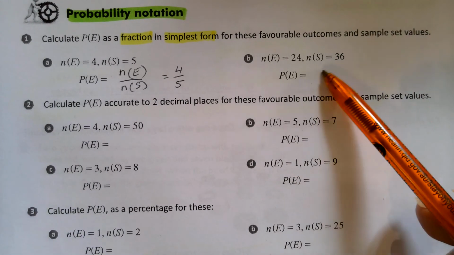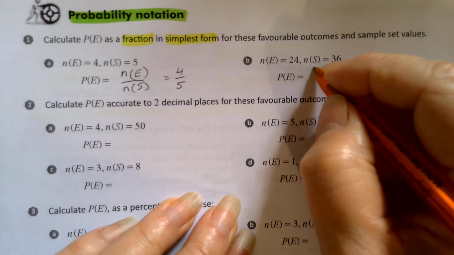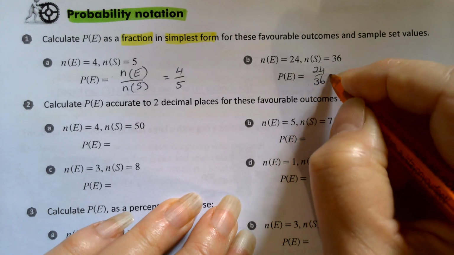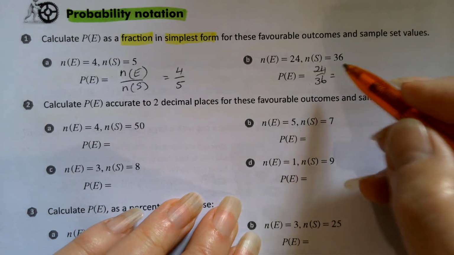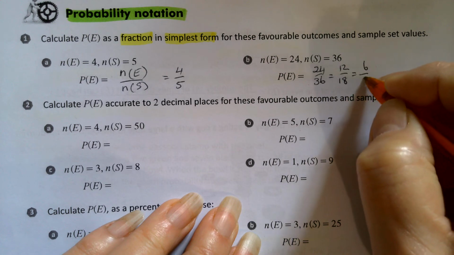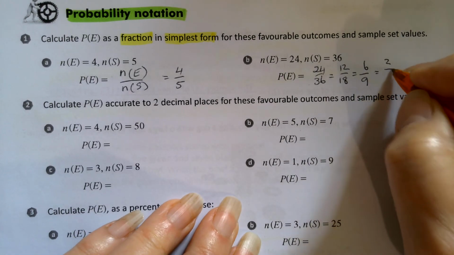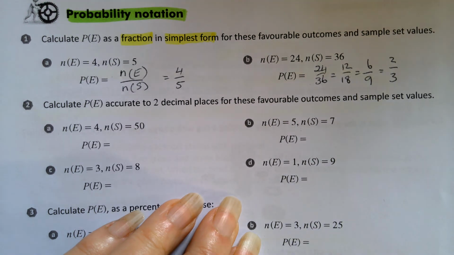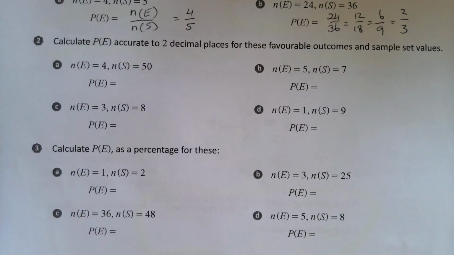Have a go at the next one. Yes, you do have to simplify it, that's correct. 24/36 will have to be simplified. Now, if you don't know your tables, they're even numbers, so keep halving them. Now 6 and 9 are both multiples of 3. So 2/3. You might know your 12 times tables and could have gone straight there or taken fewer steps. It doesn't matter. Now you have a go.